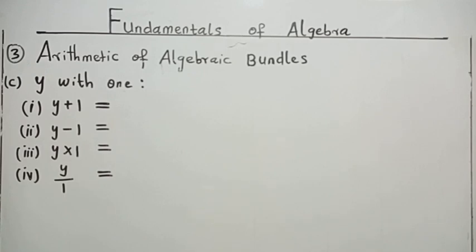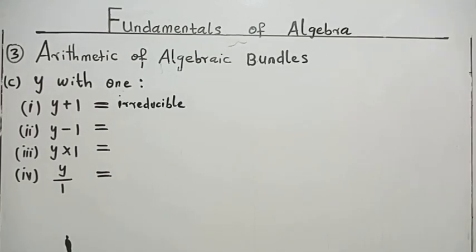When you cannot reduce this to a simpler expression, let us say that that expression is irreducible. Let me write it down. And here it comes. Y plus 1 remains y plus 1. We then say that it is irreducible. What about the next one?